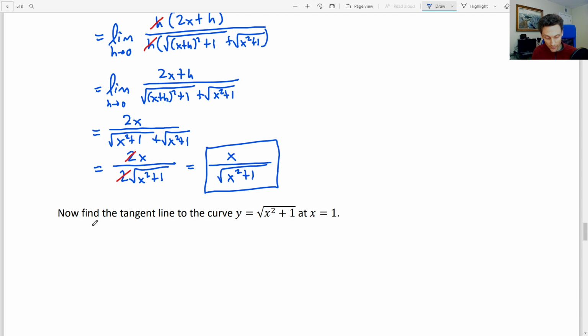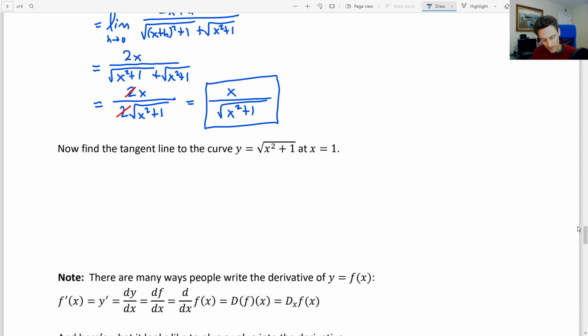Now we'll take this a step further and find the tangent line to that same function, to the curve of that same function at x equals 1. Well, that just involves taking the derivative and plugging 1 in. So we get 1 over the square root of 1 squared plus 1, which is 1 over the square root of 2.